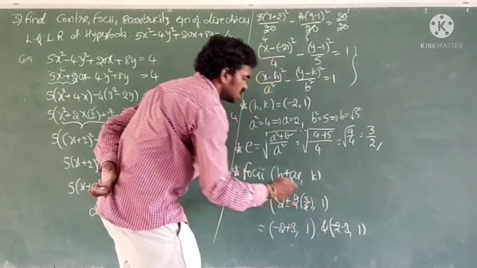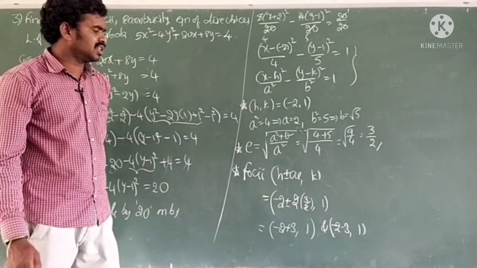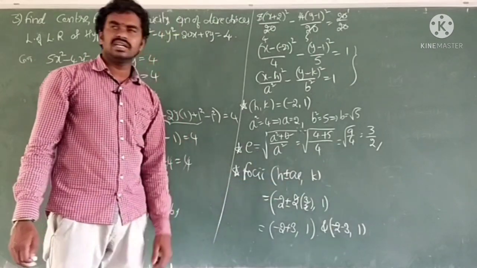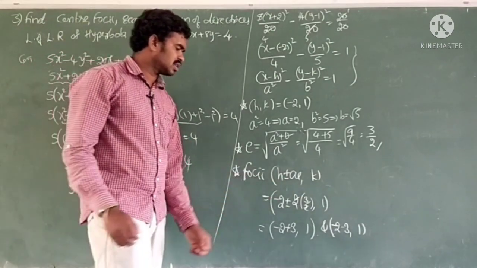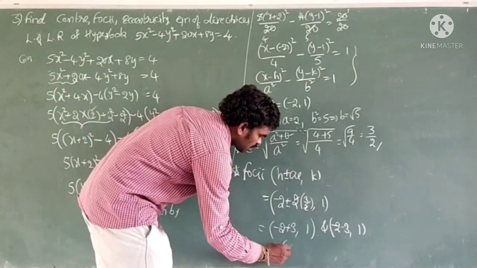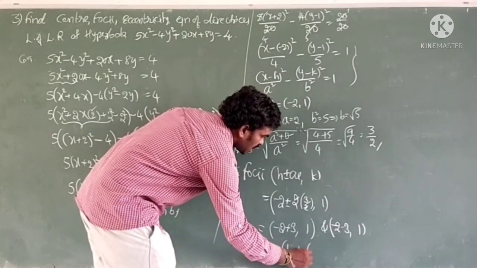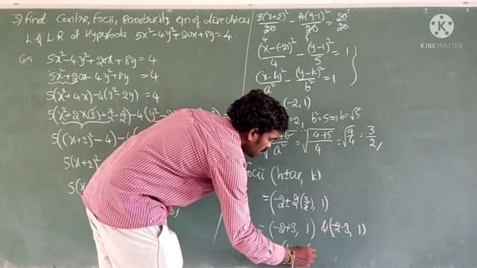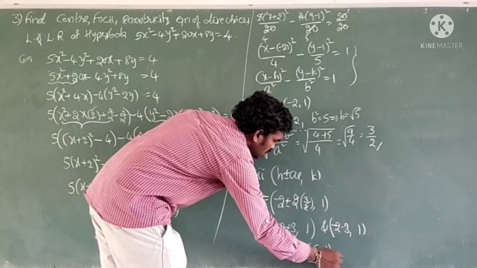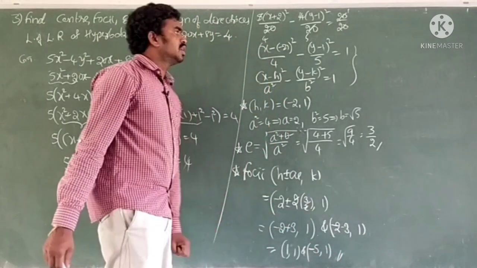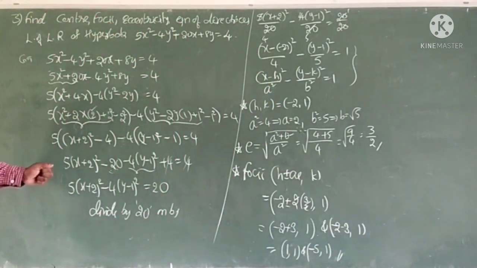Here we can do the simplification, that's why I am separating the 2 points. So minus 2 plus 3 becomes (1, 1), and minus 2 minus 3 means (minus 5, 1). So these are the 2 foci. Next, what do we have to find? Equation of directrices and length of latus rectum.